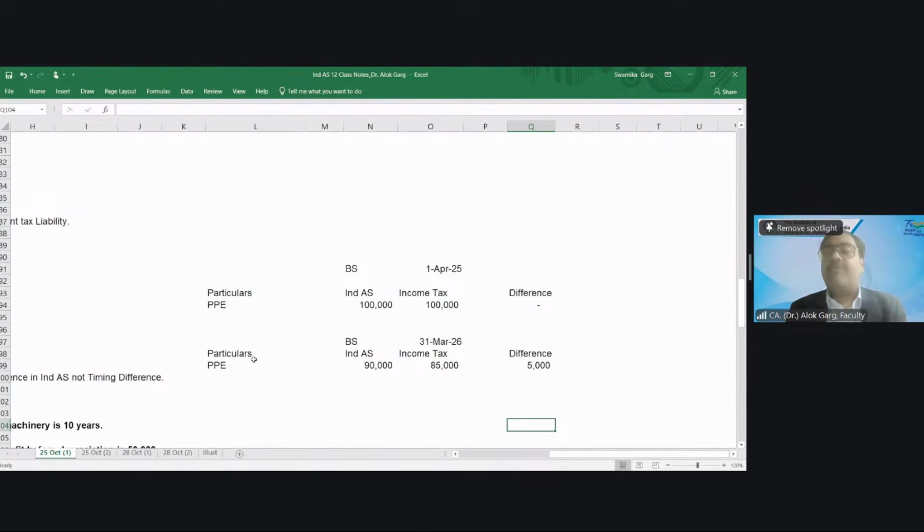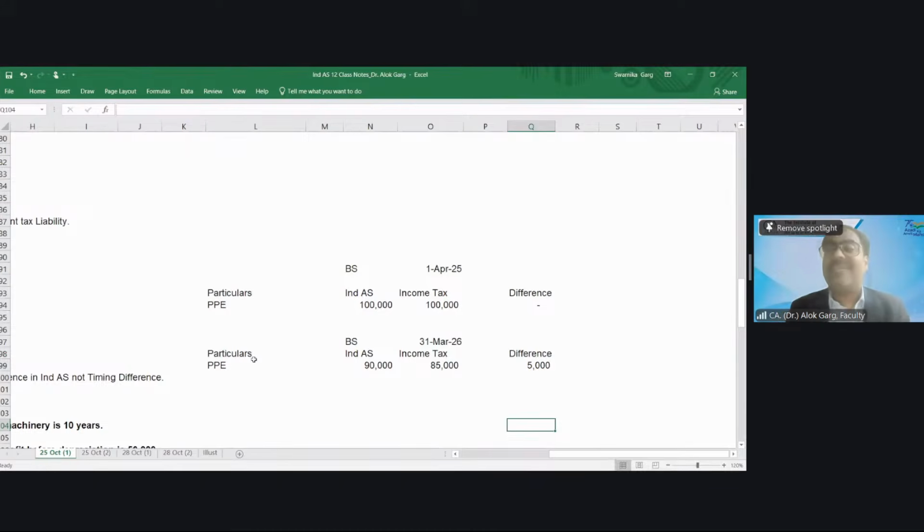If I would have gone by the P&L approach, I would have compared 10,000 versus 15,000. This is the P&L approach, right, Karthik? I would have said that 10,000 will be disallowed and 15,000 will be allowed. But here, I'm comparing the balance under the company's books, which is 90,000, with the balance under the Income Tax Act, which is 85,000. So I am comparing the book base with the tax base.